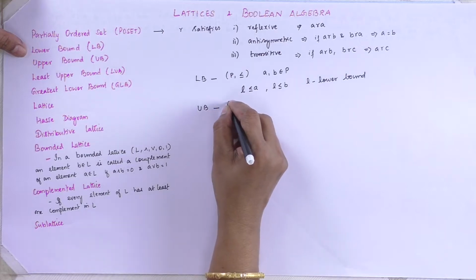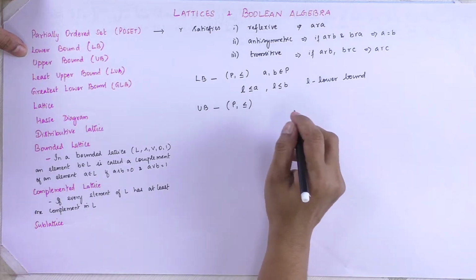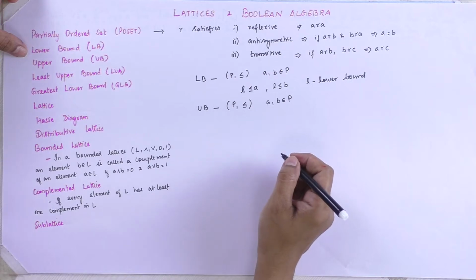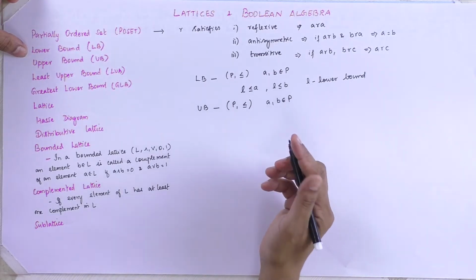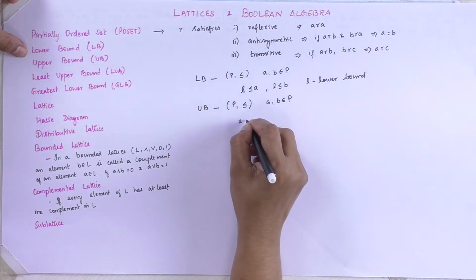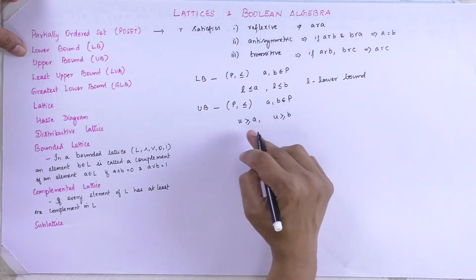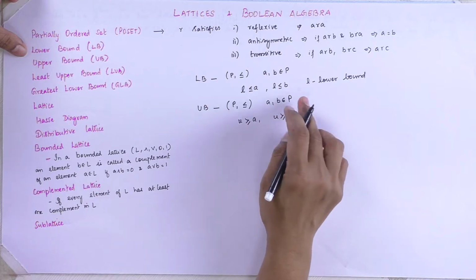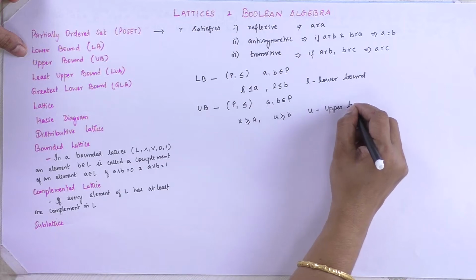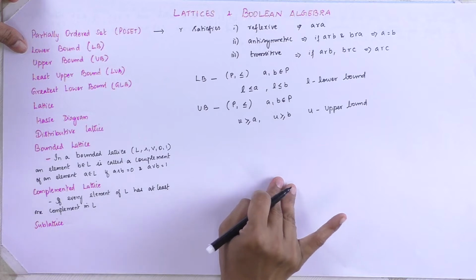So to define upper bound, let me take a partially ordered set with the relation as less than or equal to, and let us take two elements of the set, A and B. So now how do I define my upper bound? The upper bound here, that is U, will be greater than or equal to A and U will be greater than or equal to B. So any element that is greater than or equal to the elements in that set, then this U is said to be an upper bound. This is how we will be defining a lower bound and the upper bound.